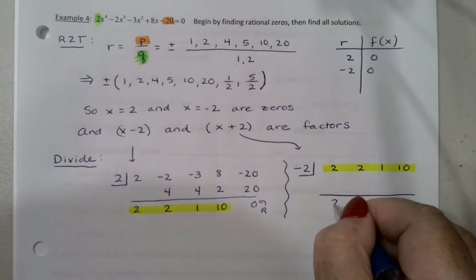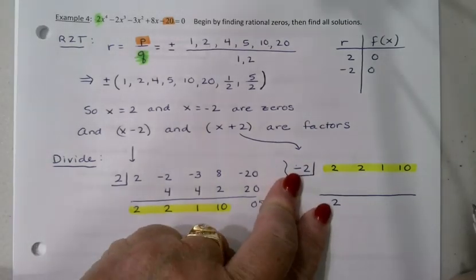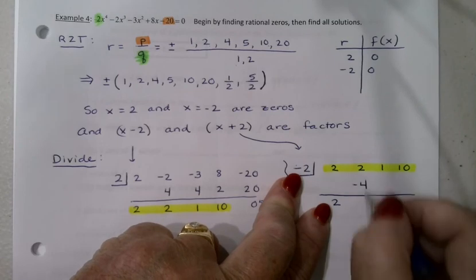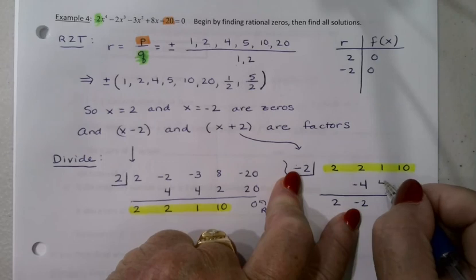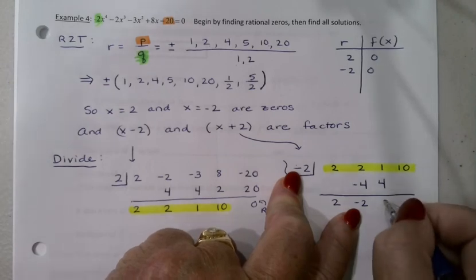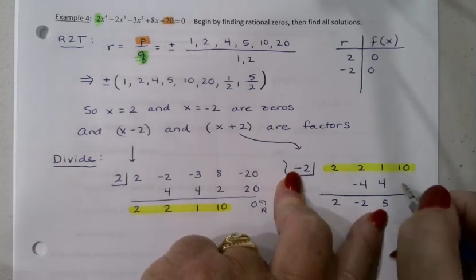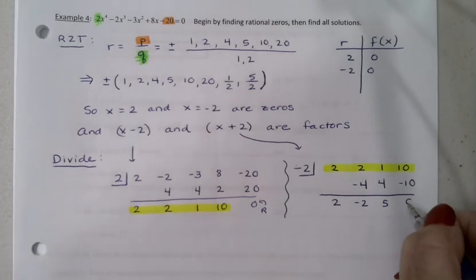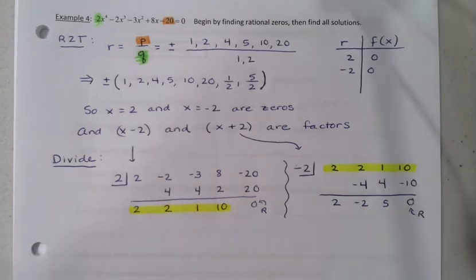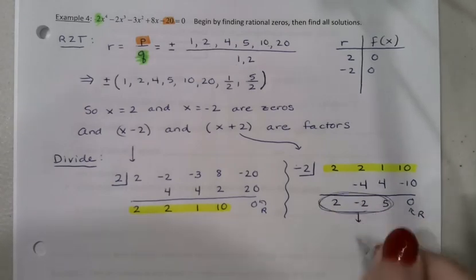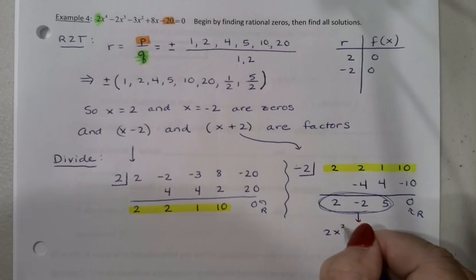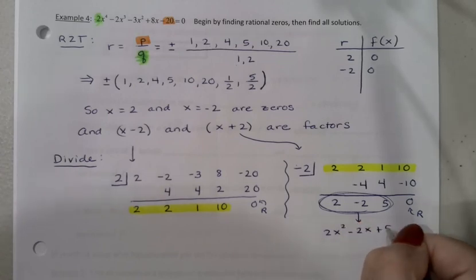All right, bring down the 2 to get us started. Multiply is -4. Add is -2. Multiply is +4. Adds up to 5. Multiply gives me -10. Adds up to that remainder of 0 as it must. All right, so I now have a result of 2x squared minus 2x plus 5.